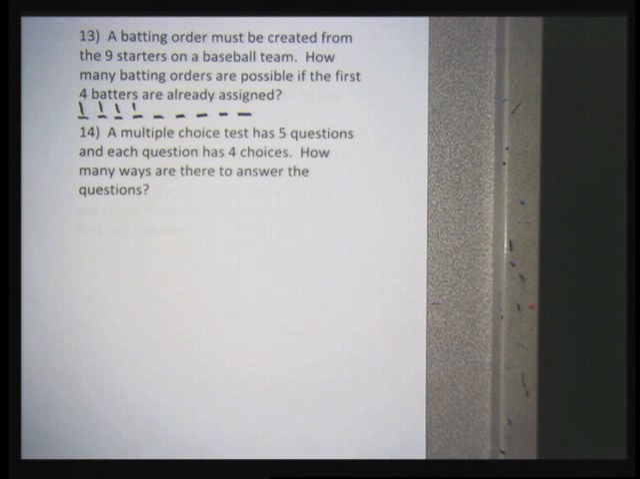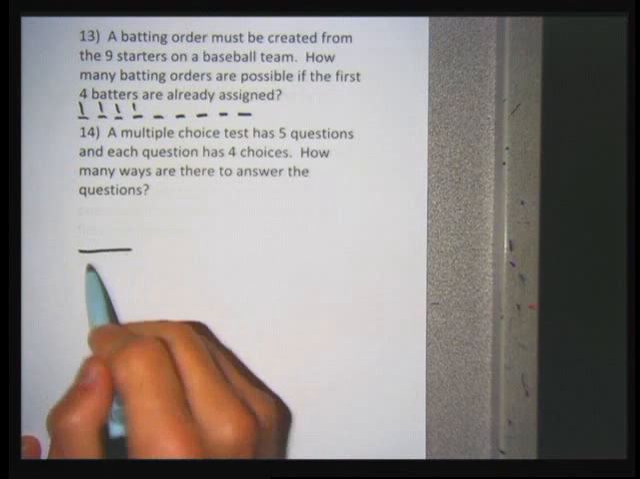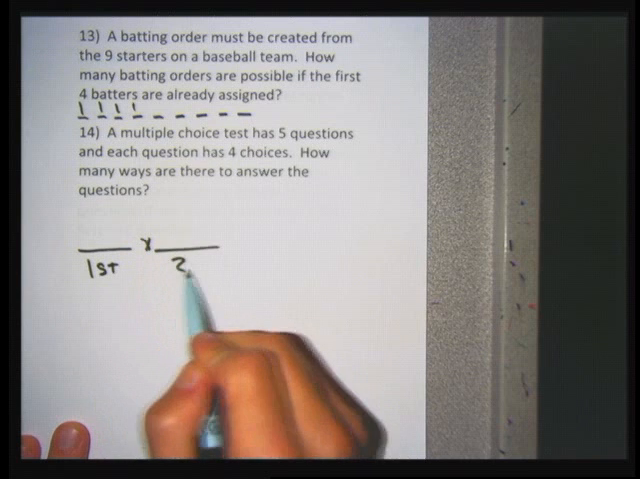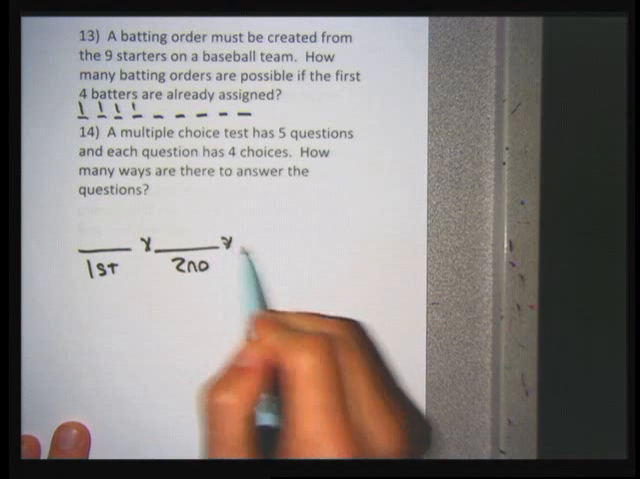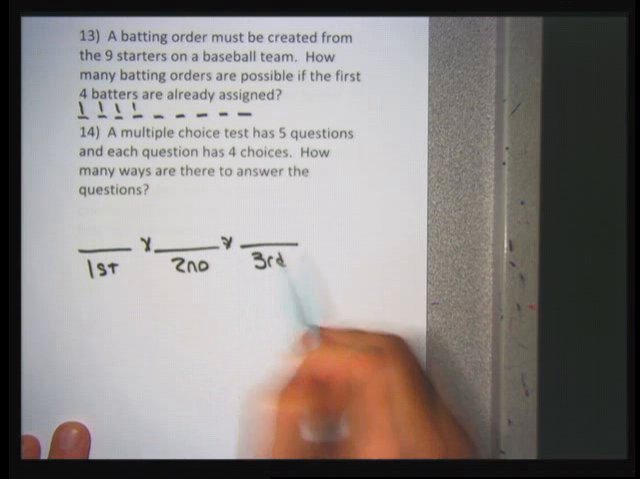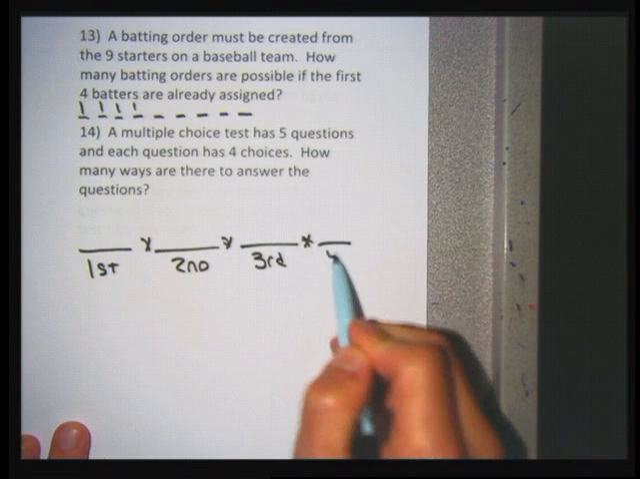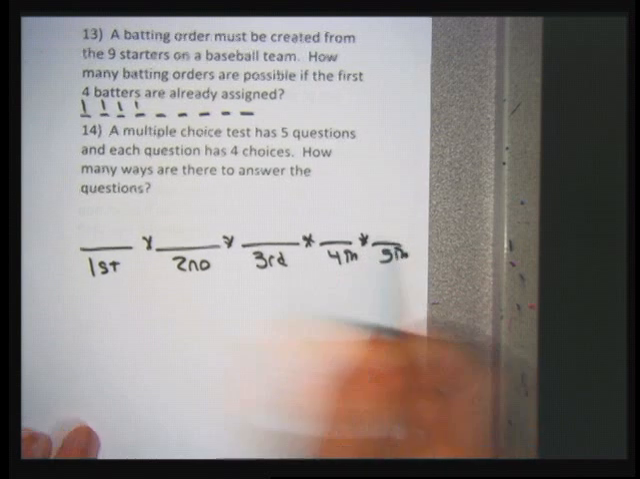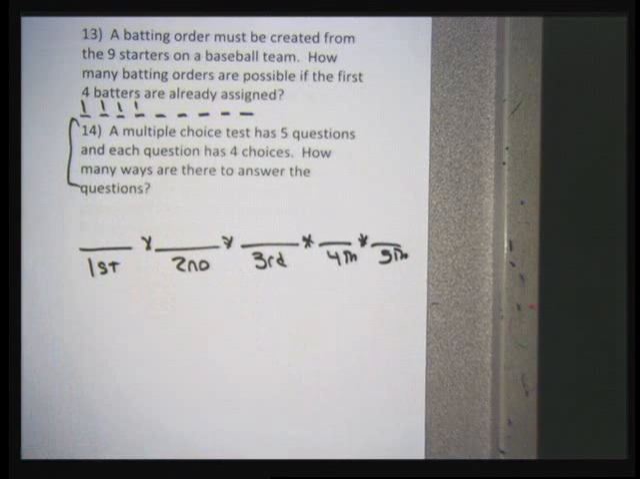Multiple choice test has 5 questions. Each has 4 choices. How many ways are there to answer? So there's a first question, a second, a third, a fourth, and a fifth. So my goal is to figure out, if I'm just going to guess, how many ways can I guess?